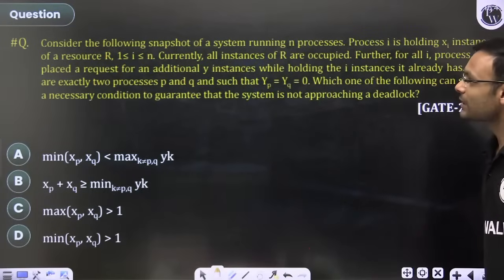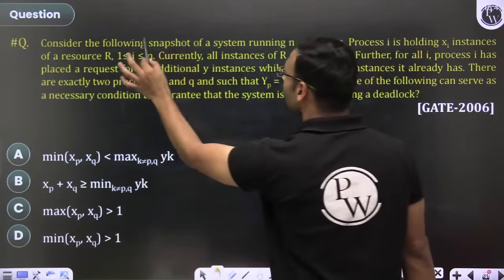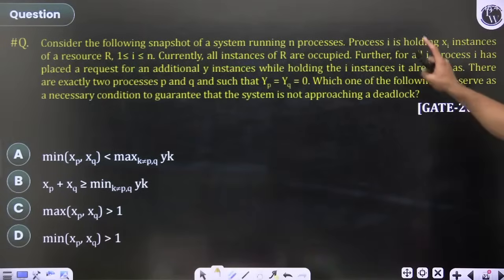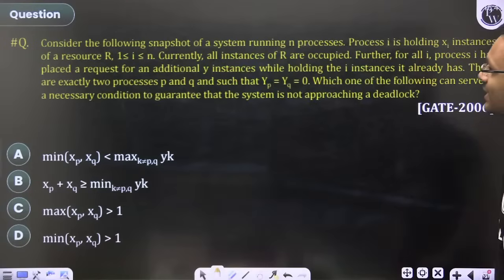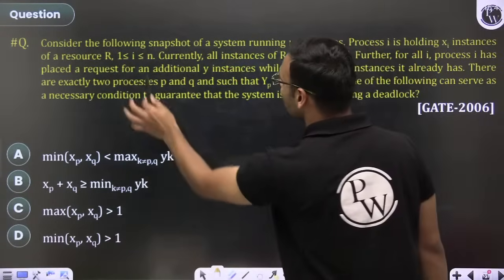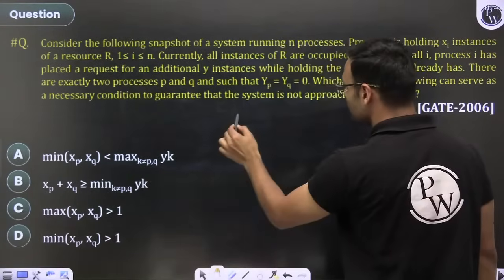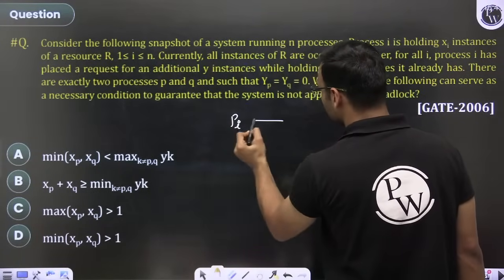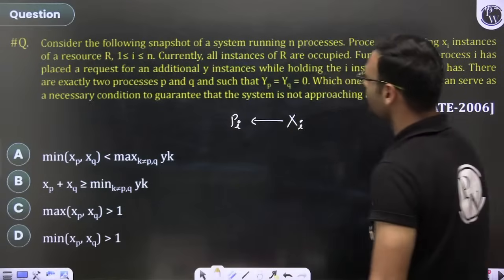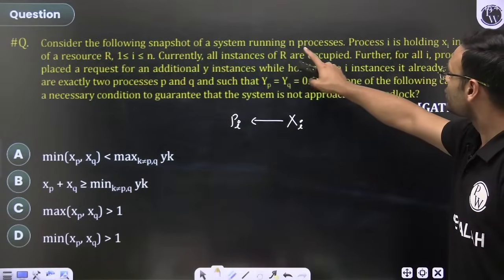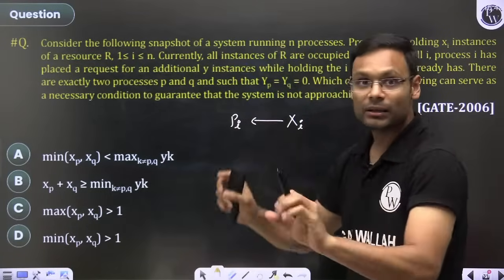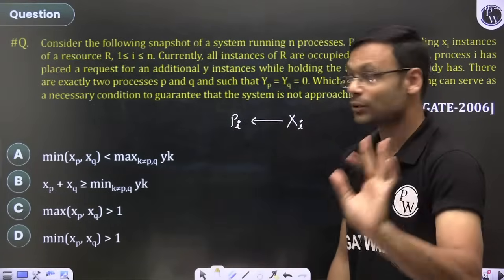Answer. This question's answer. Consider the following snapshot of a system running n number of processes. Okay, n number of processes are there. Process i is holding xi instances of resource R, where i is between 1 and n. So there is a process i which is holding xi number of resources. Currently all instances of R are occupied. So there is no instance of R available. All are occupied, available is 0.